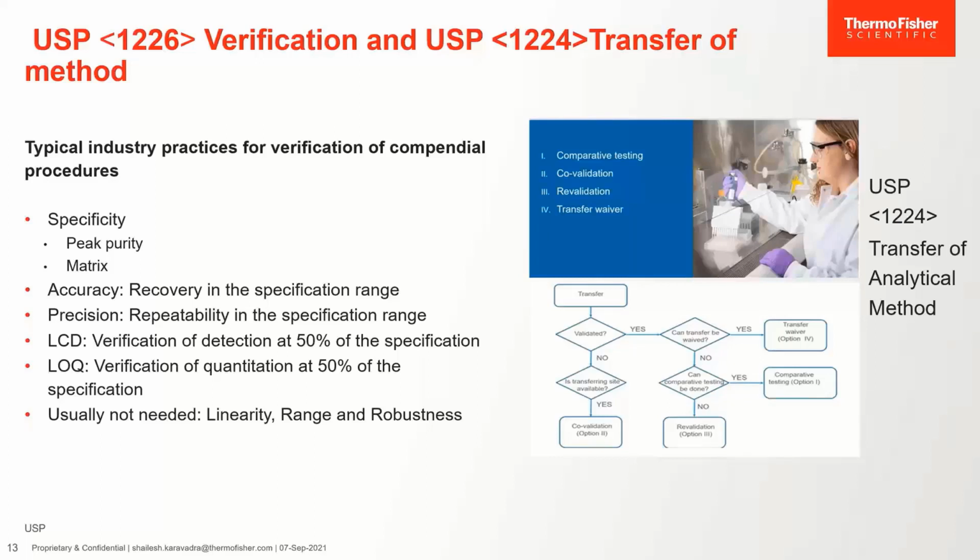One is comparative testing, so you have to make sure you have done the method testing on both the instruments, or you may have co-validated the method by taking the data from both the instruments. If that is not done, you have to revalidate the method on a second instrument, or you already have a transfer waiver because you already did such transfers in the past and you did provide all the information before.